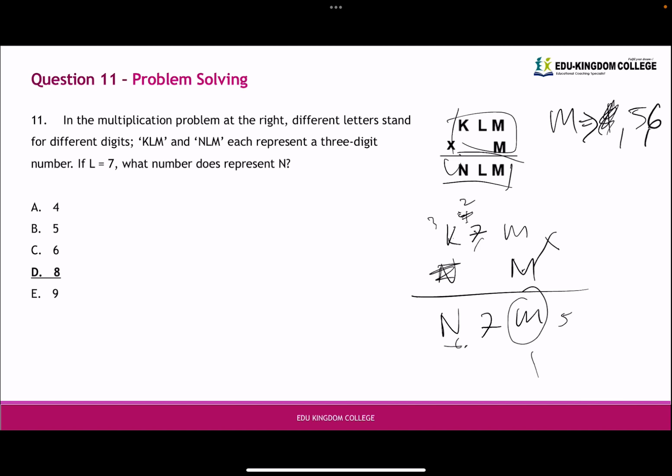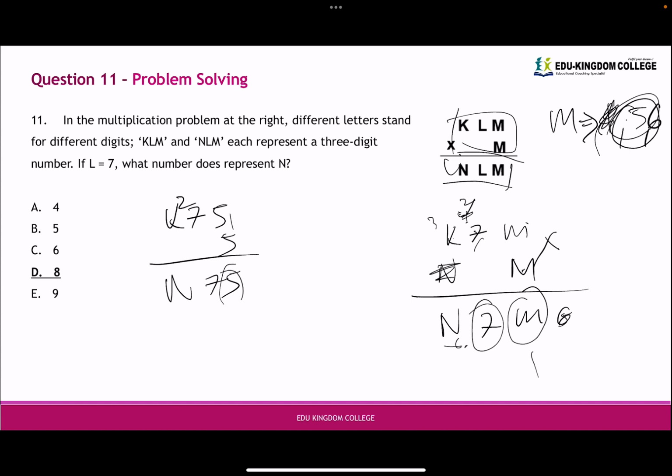Now let's try it with 6. So 6 times 6 gives you 36, so the last digit is 6. Carry 3 over. 6 times 7 is 42, plus 3 is 45. So this second row doesn't work for 6, which must mean M has to be 5, because it's our only option. So it's K7, 5 times 5 over N7, 5. So we figured that out. So 5 times 5 is 25, carry the 2 over. 5 times 7 is 35, plus 2 becomes 37.